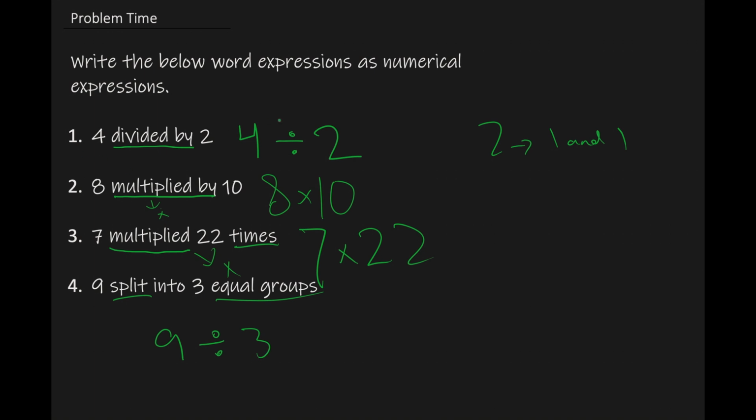Okay? So number 1 is 4 divided by 2. Number 2 is 8 times 10. Number 3 is 7 times 2. And number 4 is 9 divided by 3.